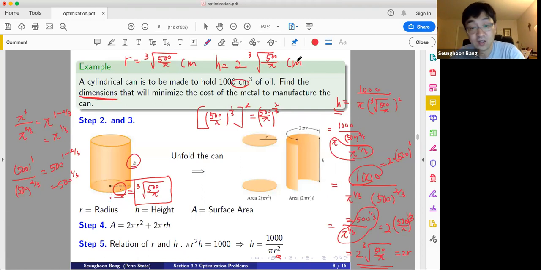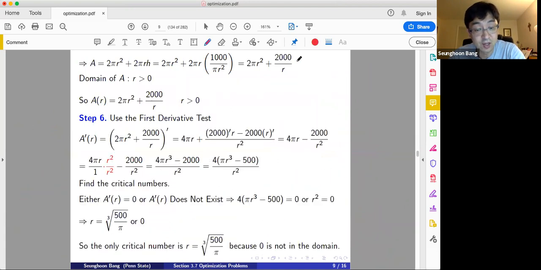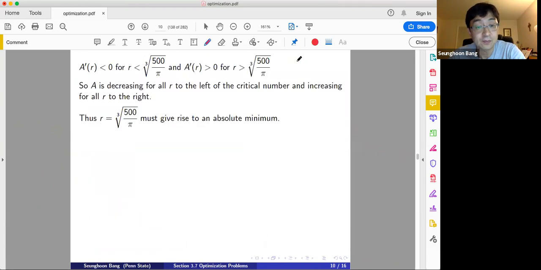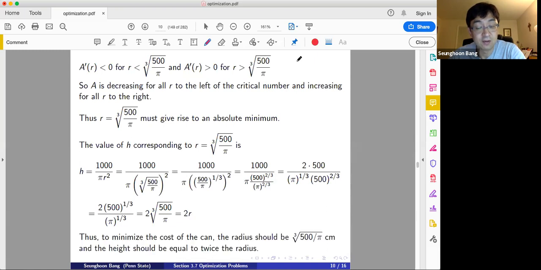This is the whole idea. You can find it all summarized here, the same as my explanation. And calculate, so we have it like this. Thus, to minimize the cost of the can, the radius should be the cube root of 500 over pi centimeters, and the height should be equal to twice the radius. That's the whole idea.